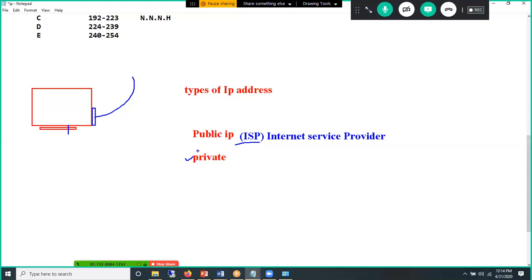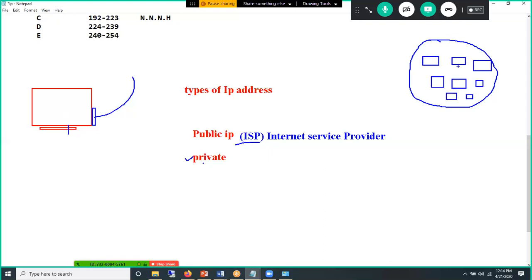Similarly, private is one of the IPs given by your system administrator for connectivity and communication within your network. If you have a group of machines and you want to make a network, you can give one address here. It's not possible for me to give internet to all the people. So when you give private IP, all the machines can communicate freely. No need to pay any amount here. So this IP we represent as a private IP.